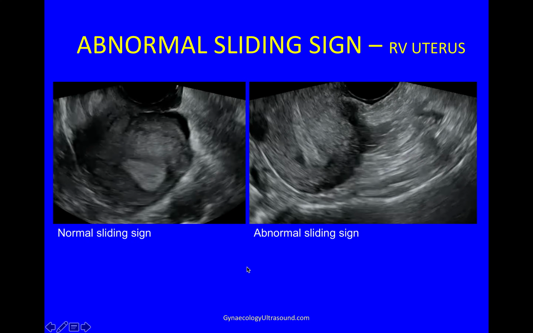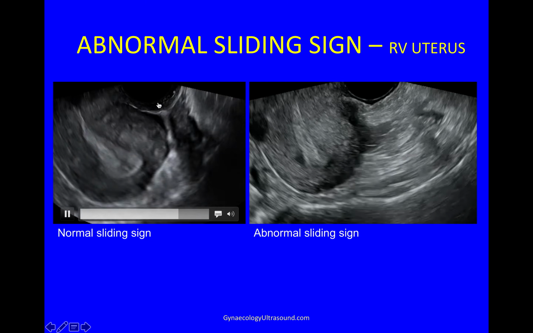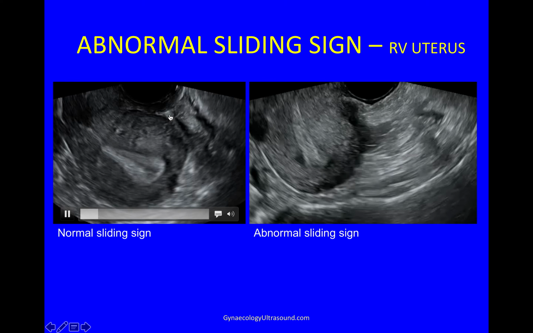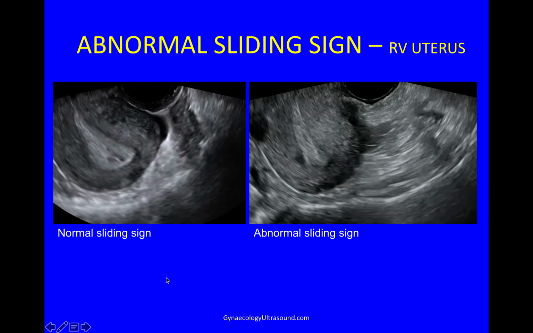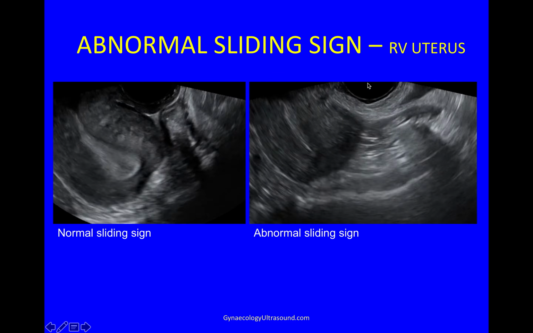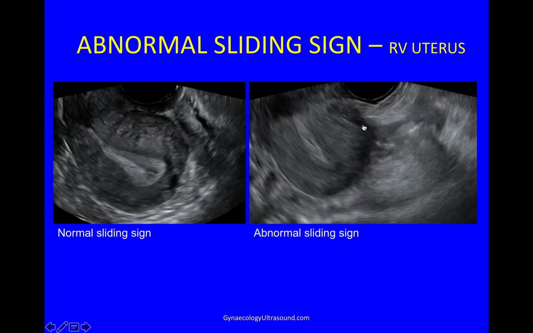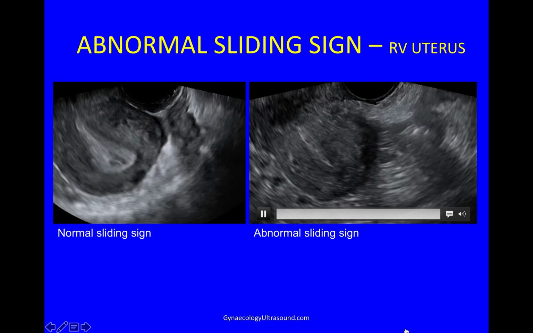We've got the normal sliding sign on the left there, and you can see probe in the posterior fornix, gentle pressure. You can see that uterus is completely mobile. But then on this side, again, I'm pressing gently with my probe. You can see that all this is adherent to the back of the uterus and the back of the cervix, which is up there.